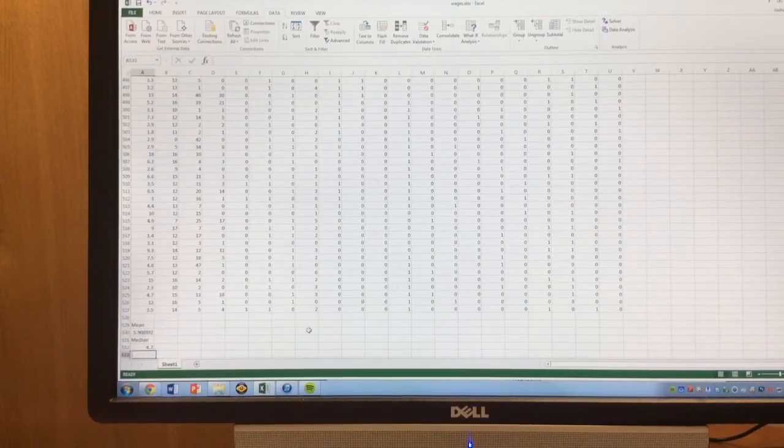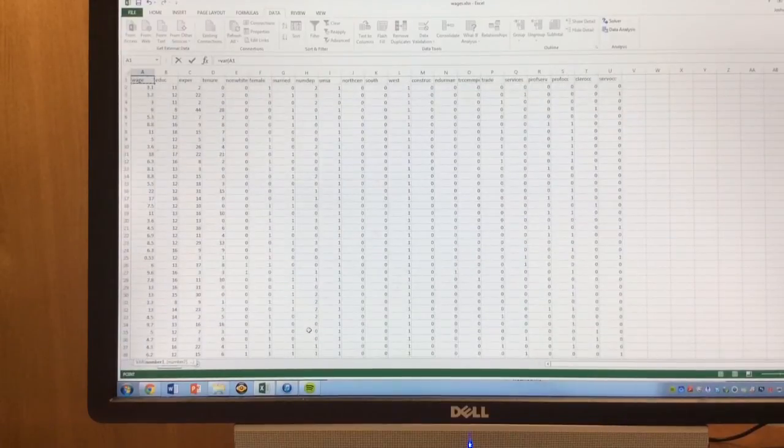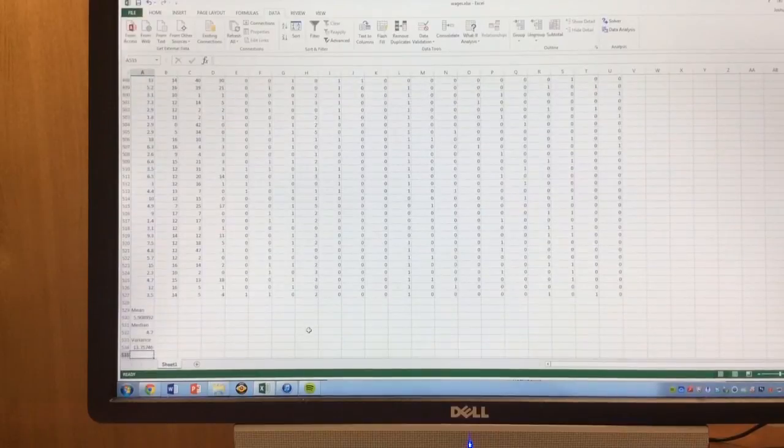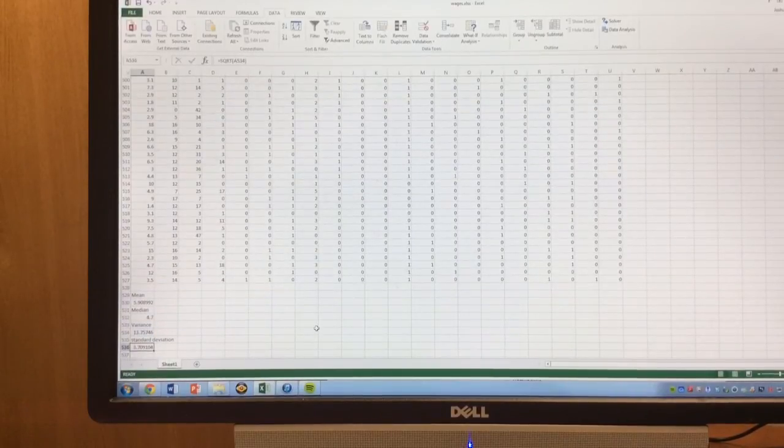Now we want to find variance. Variance is equal to VAR, and now we're just going to highlight that, and there's our variance. Now for our standard deviation, I hit caps lock, and it is equal to the square root of the variance. I'm just going to do equals square root of variance, and I get 3.71.